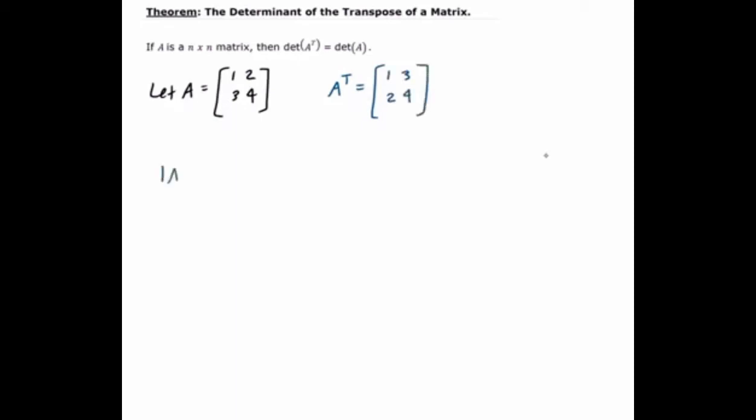The determinant of A here is going to be 4 minus 6, which is negative 2. The determinant of A transpose is going to be 4 minus 6 as well, which gives us negative 2. So taking the transpose of a matrix does not change the determinant value. And that's the whole point of this theorem.